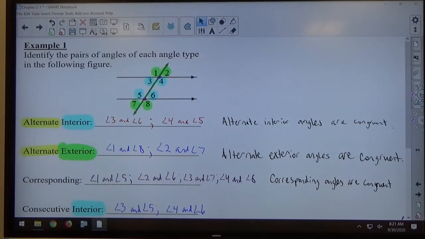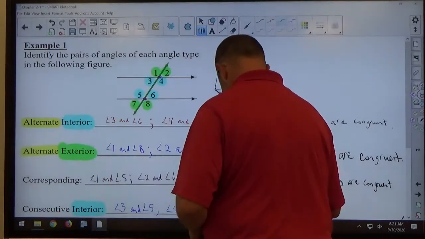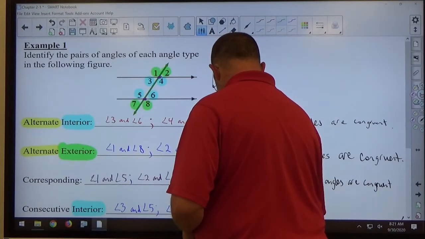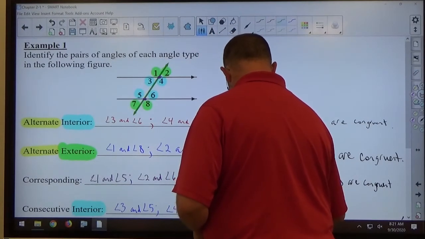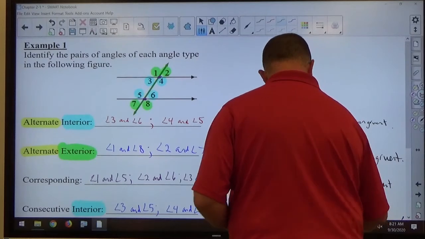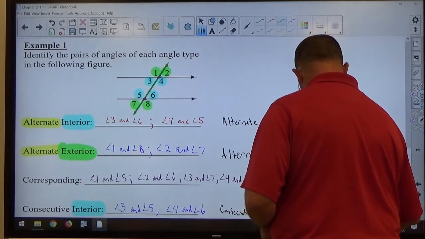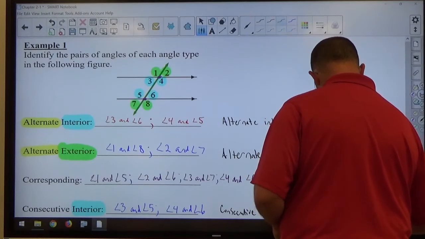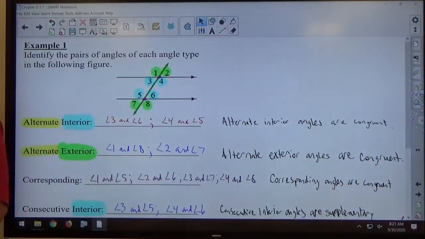Do 3 and 5 look equal? No. Okay, so there's a different property associated with this. Everything else, they're all congruent. This one is that consecutive interior angles are supplementary. They add up to 180. So the nice thing about this, all these properties, is as soon as you know one angle measure in this picture, you know them all.